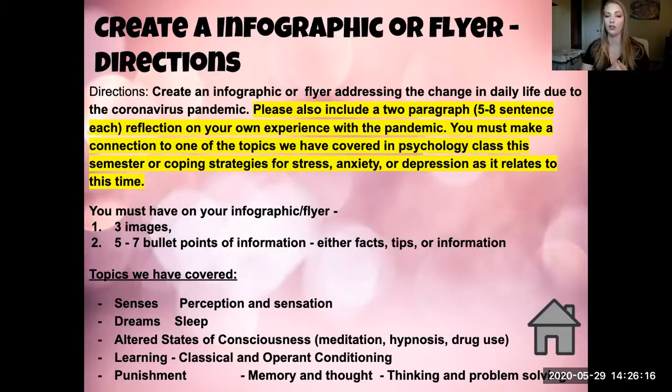Altered states of consciousness: we talked about meditation, hypnosis, drug use. We talked about learning, so classical and operant conditioning. We talked about punishment, and then thinking and problem solving. So you can create any kind of infographic about those topics.